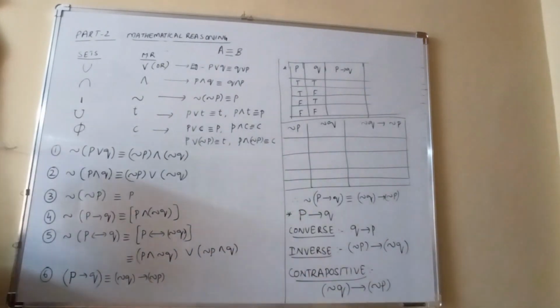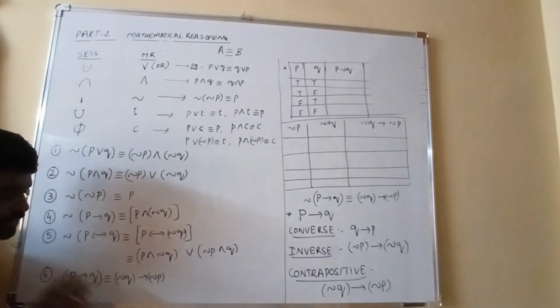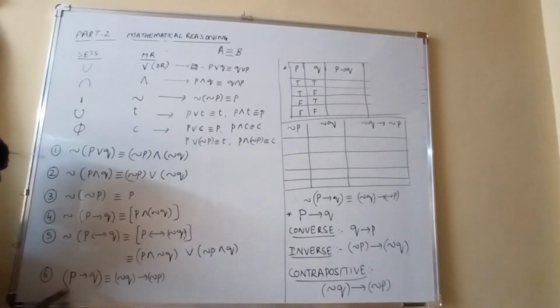P implies Q is logically equivalent to negation Q implies negation P. So I am going to prove this. First, in this compound statement, what are the components? P and Q. So the first two columns are P and Q. Next I am calculating the truth value of P implies Q.